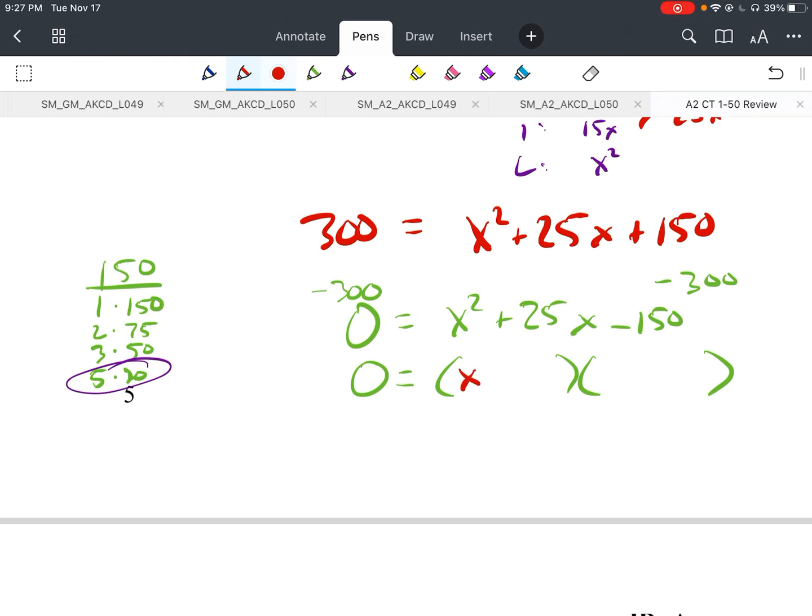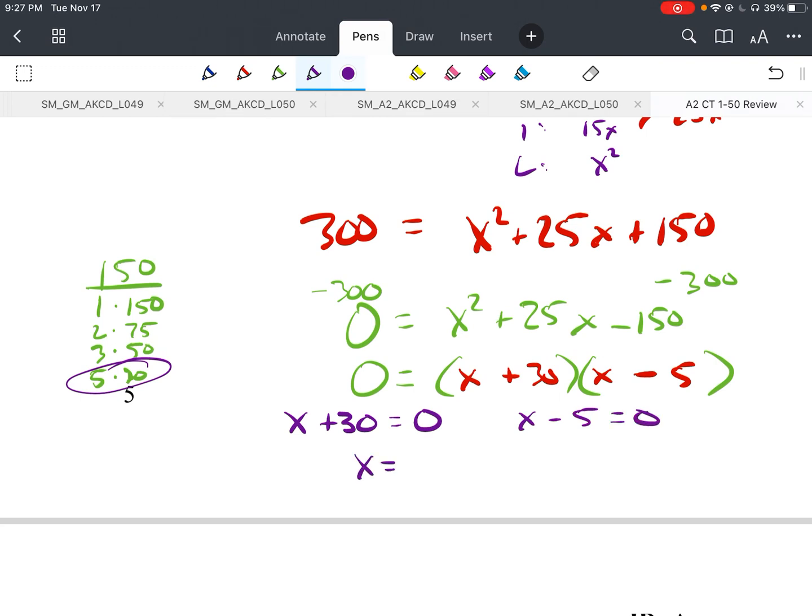So this is going to be x and x, and one's positive, one's negative, so the positive is the 30, the negative is the 5. Okay, now a lot of people would quit there and they'd make a mistake, but you got to set each one equal to 0, right? Two things multiply to make 0, one of them must be 0. And we'll subtract 30, so x equals negative 30. Okay, I'm going to reject that answer right away. This is positive 5. So I'm going to reject this one.